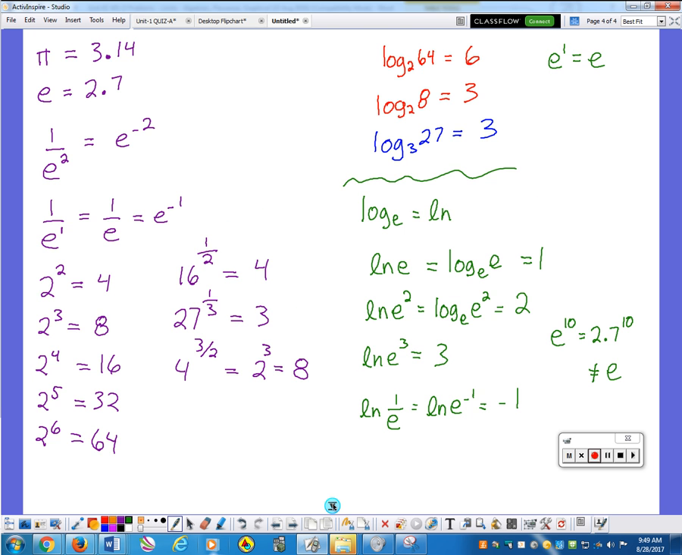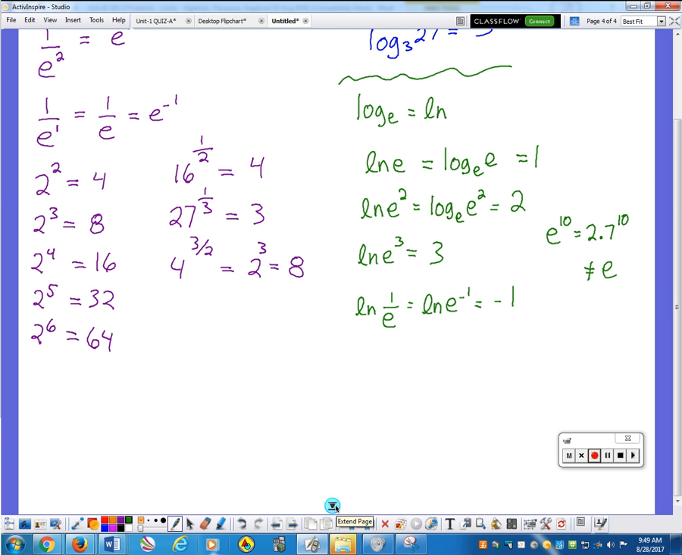Perfect. Related to all that is a formula you should memorize. The natural log of e raised to any exponent is just the exponent. So get that one memorized. The natural log, oops, the other way around, sorry. e raised to the natural log of some value is just the value.